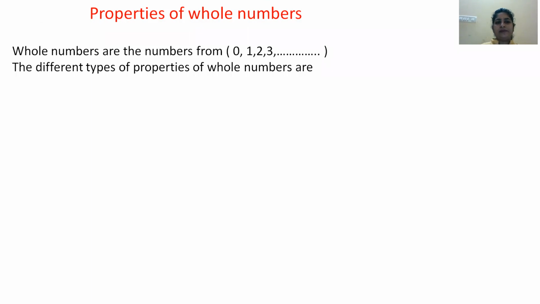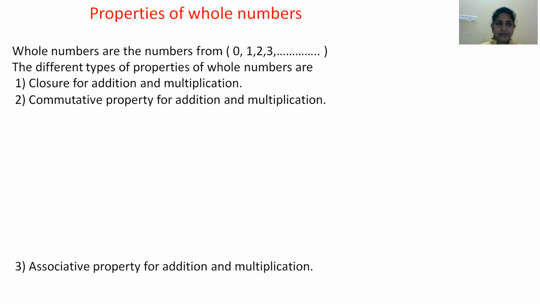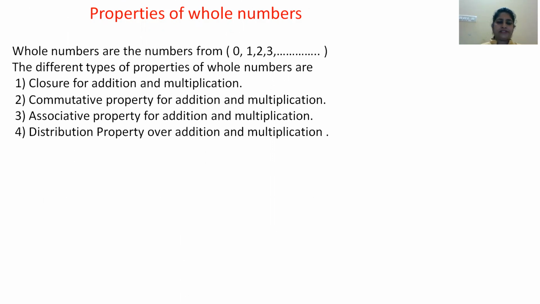There are different types of properties of whole numbers. They are closure for addition and multiplication. Second one, commutative property for addition and multiplication. Third one, associative property for addition and multiplication. Distributive property over addition and multiplication.